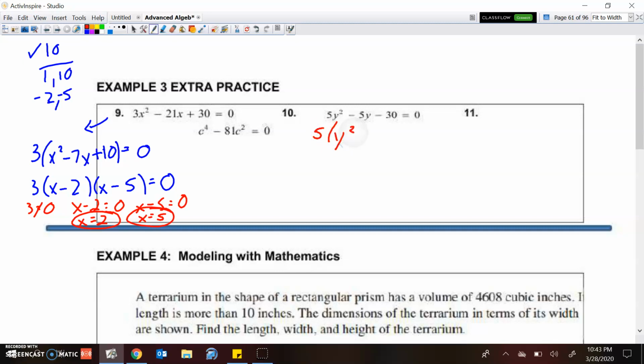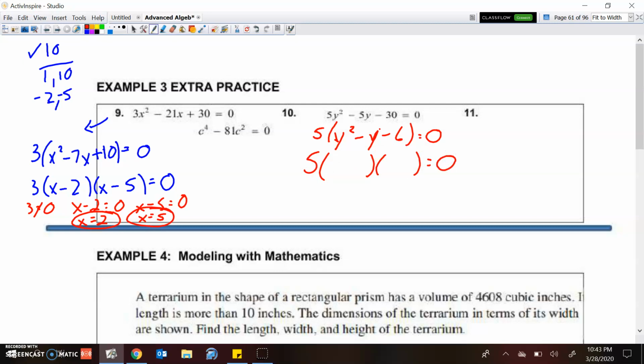I have y squared minus y minus 6 equals 0. Again, it's convenient, everything's all on one side. If it wasn't that way, that would be my job first, to get everything on one side, like we saw before. Anyways, though, the 5 stays out here, and I can factor this.